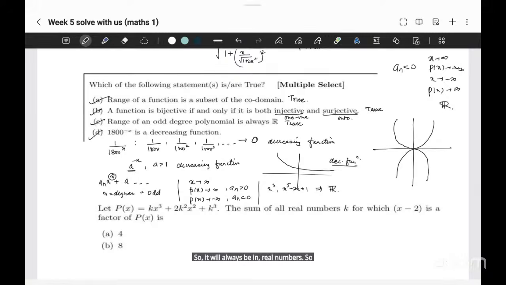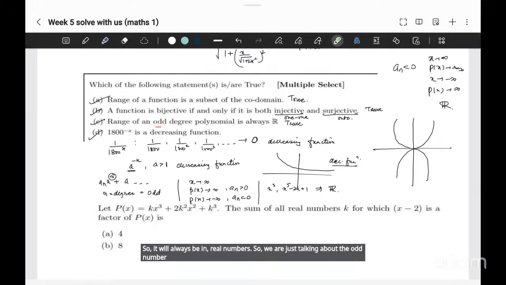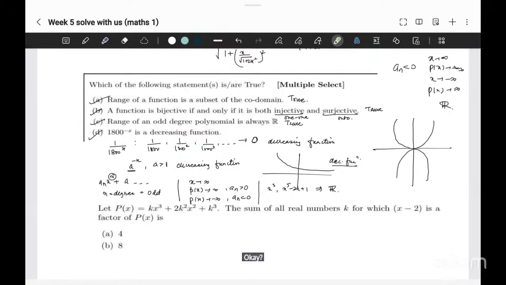So we are just talking about the odd degree, not the even degree. For the odd degree case only, we are having this situation. Okay. Thank you.